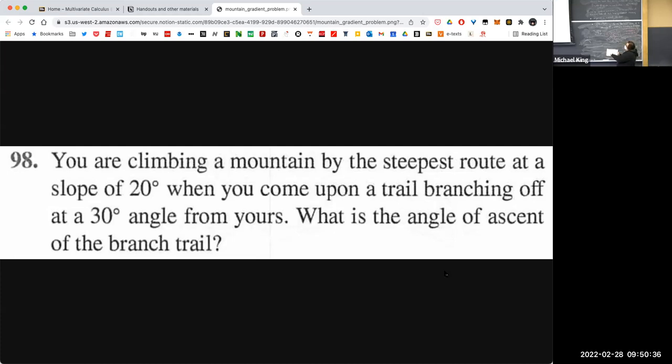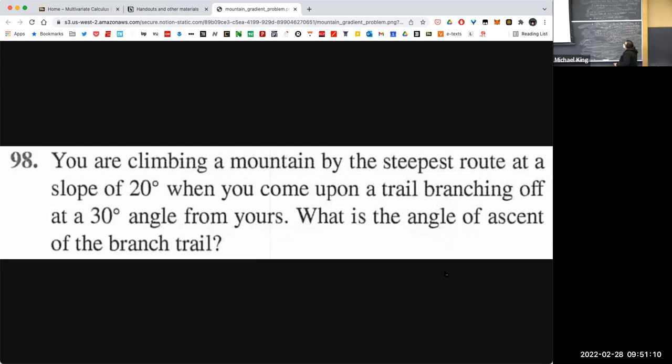If the branch had been 90 degrees, what would be your angle of ascent? If I go 90 degrees off from the steepest ascent, what's my angle of ascent? Say it. 0, right? You're not going up or down. And if you go 180 degrees, you'd be going down 20 degrees, right? So the question is, yeah, it's a weird problem. There's two angles here.